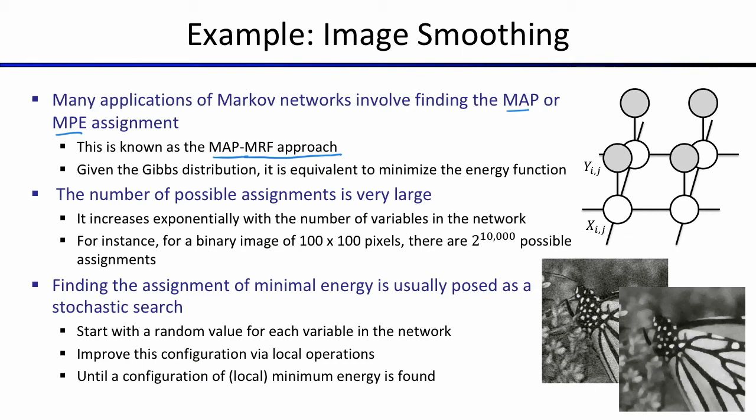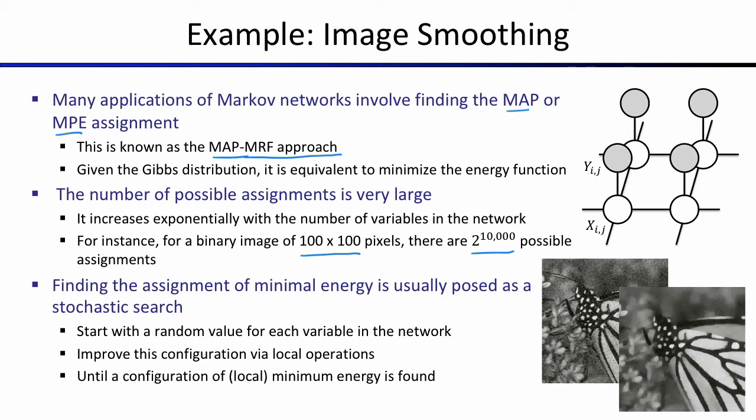The problem with this task is that there are too many assignments, so we cannot compute all of them. We cannot think about computing the joint probability over all the pixels, because if we think about one small image that has just 100 by 100 pixels, so 10,000 pixels in total, the total number of assignments for a binary image, just a black and white image, is going to be 2 to the power of 10,000. So the number of assignments is going to be huge.